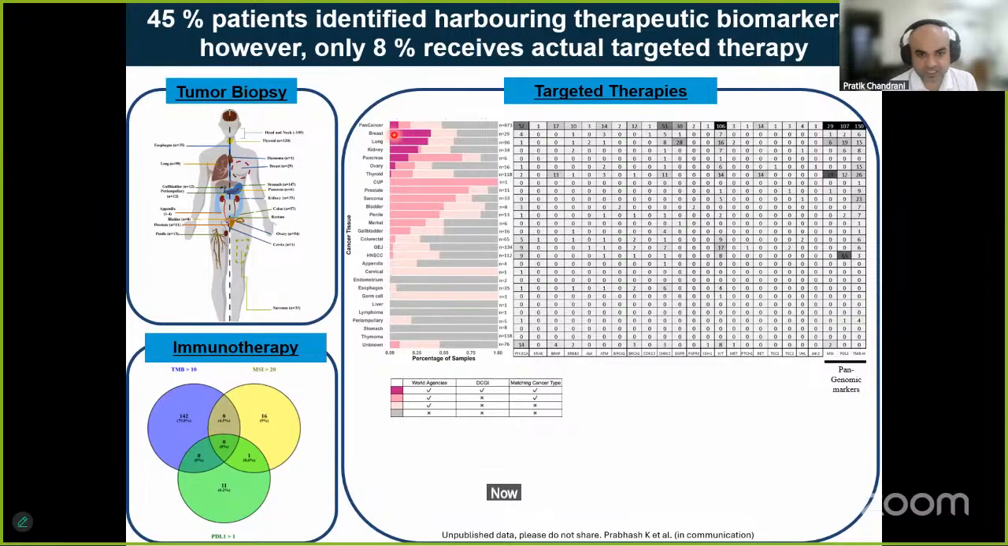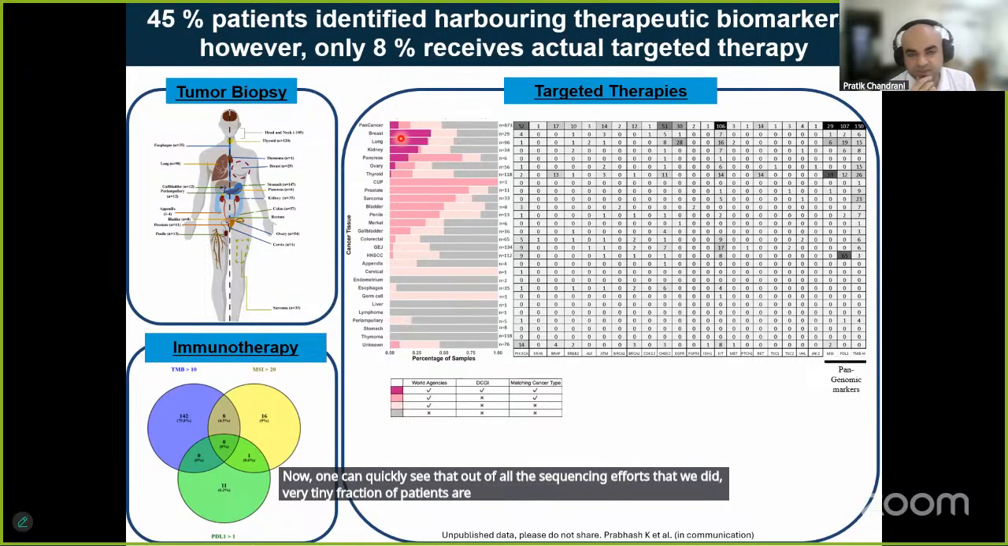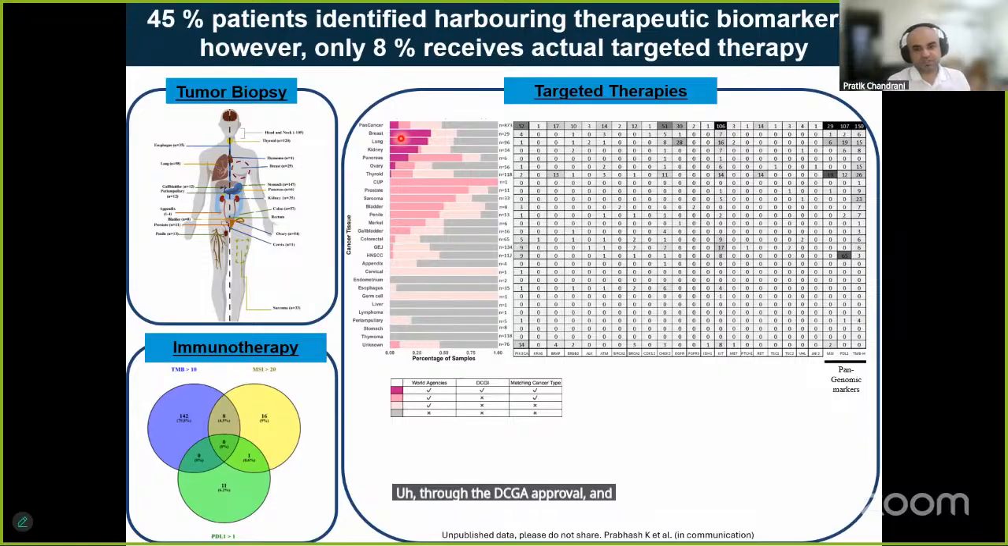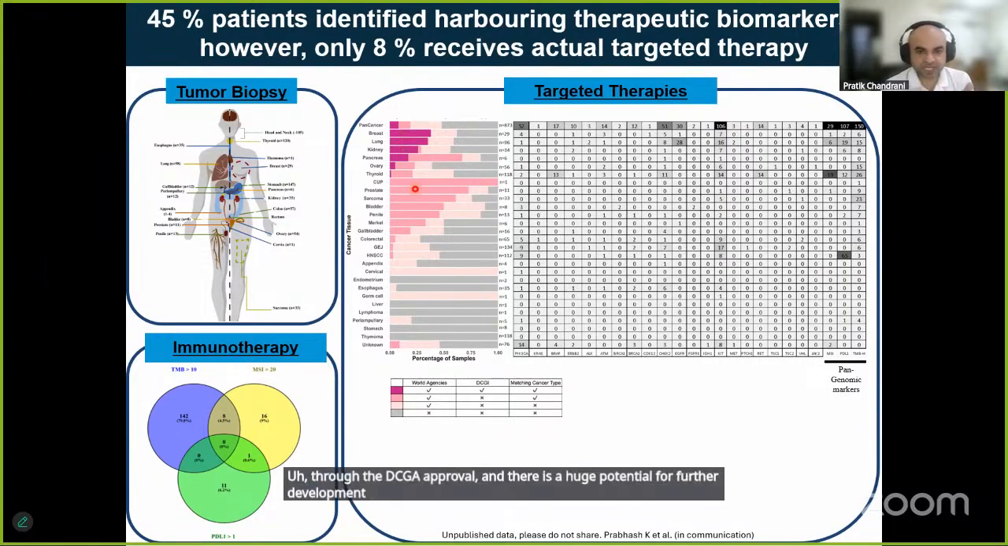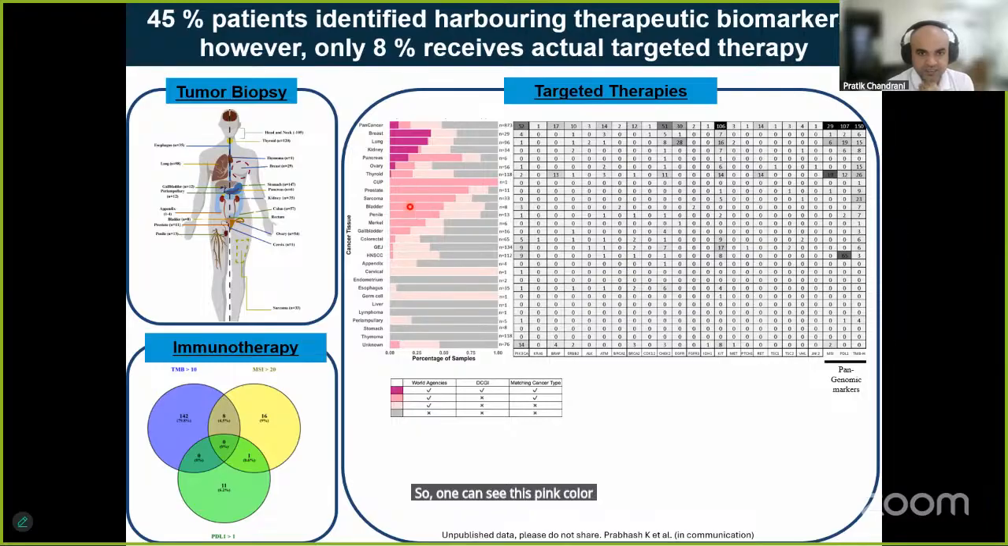Now one can quickly see that out of all the sequencing effort that we did, a very tiny fraction of patients are currently covered through the DCGI approval, and there is a huge potential for further development. So we break it down into various different parts as well, the type of development required. So one can see this pink color. This pink color indicates that there is a biomarker present.